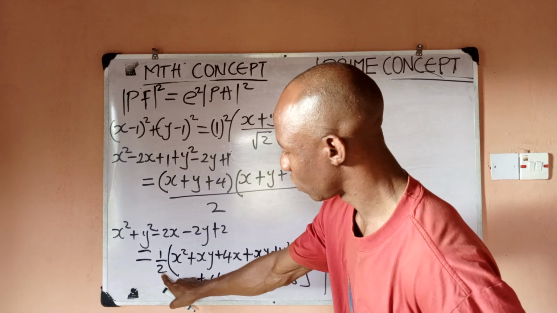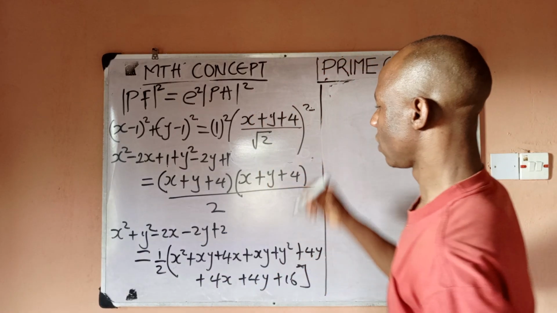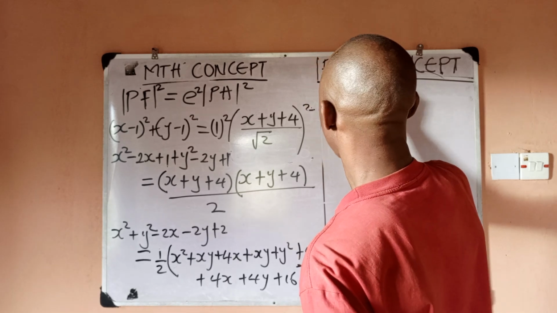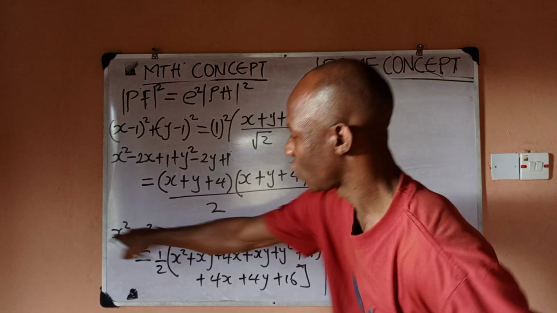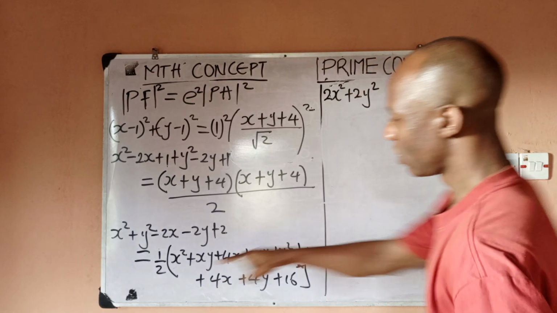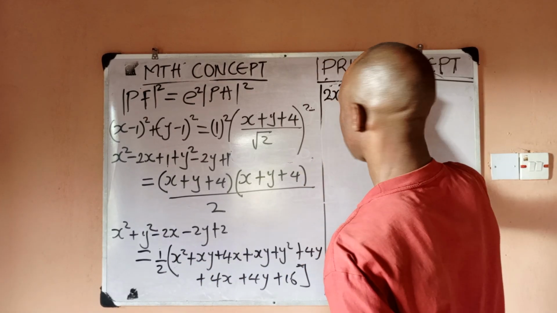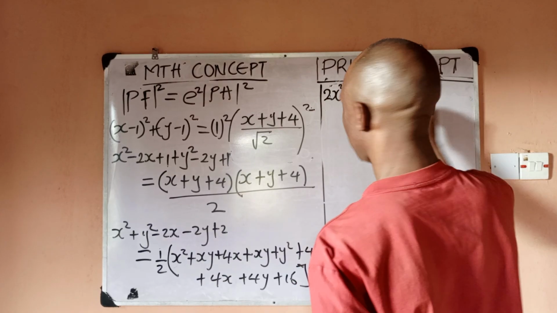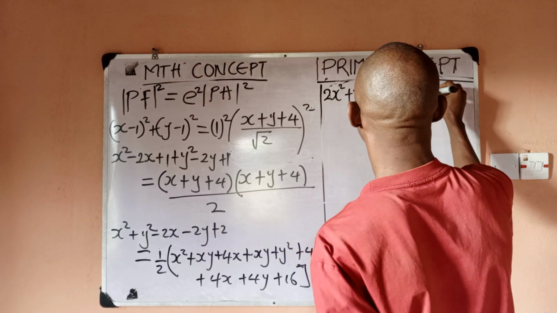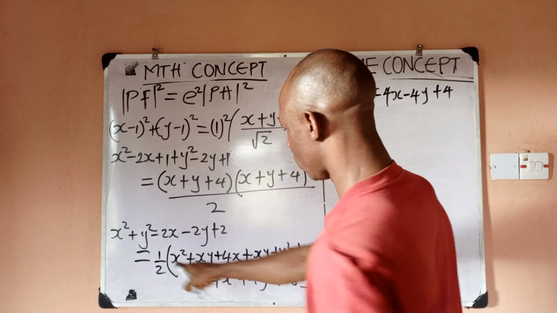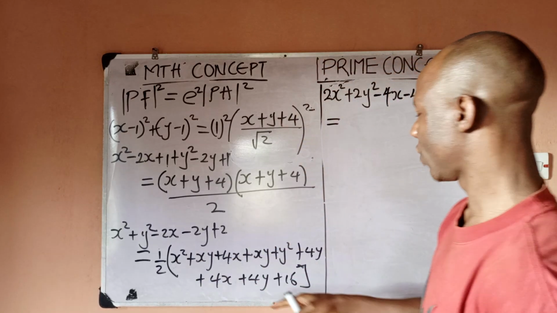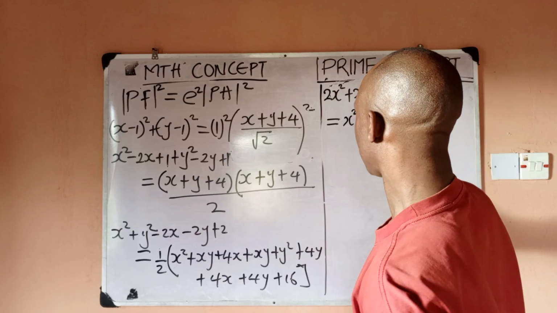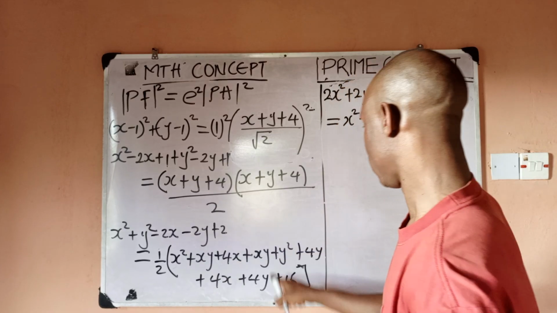I'll take the 2 from the half to multiply through what is on the other side, which would give me 2x squared plus 2y squared. This time this would give me minus 4x, minus 4y, and plus 4. And this whole thing is equal to this part. Now let's see what we can bring together. So I have x squared plus y squared, x squared plus y squared.